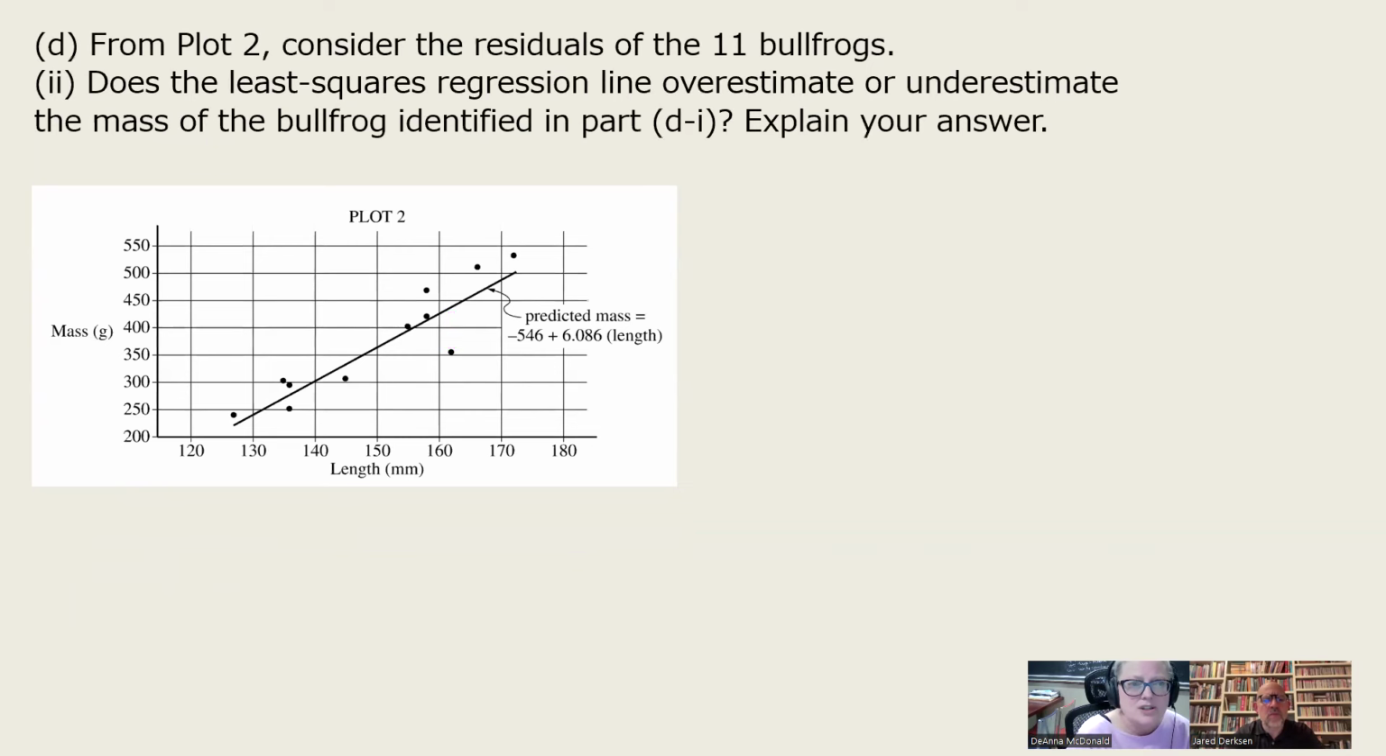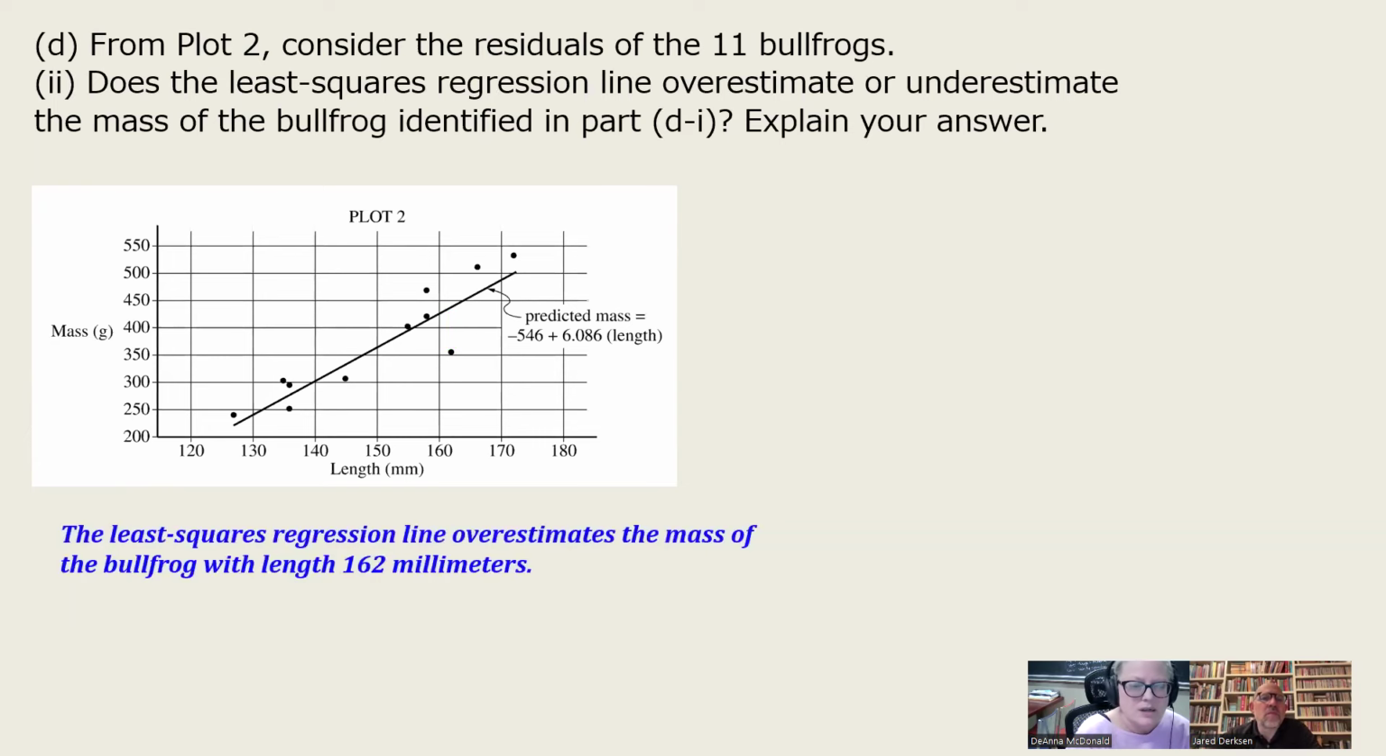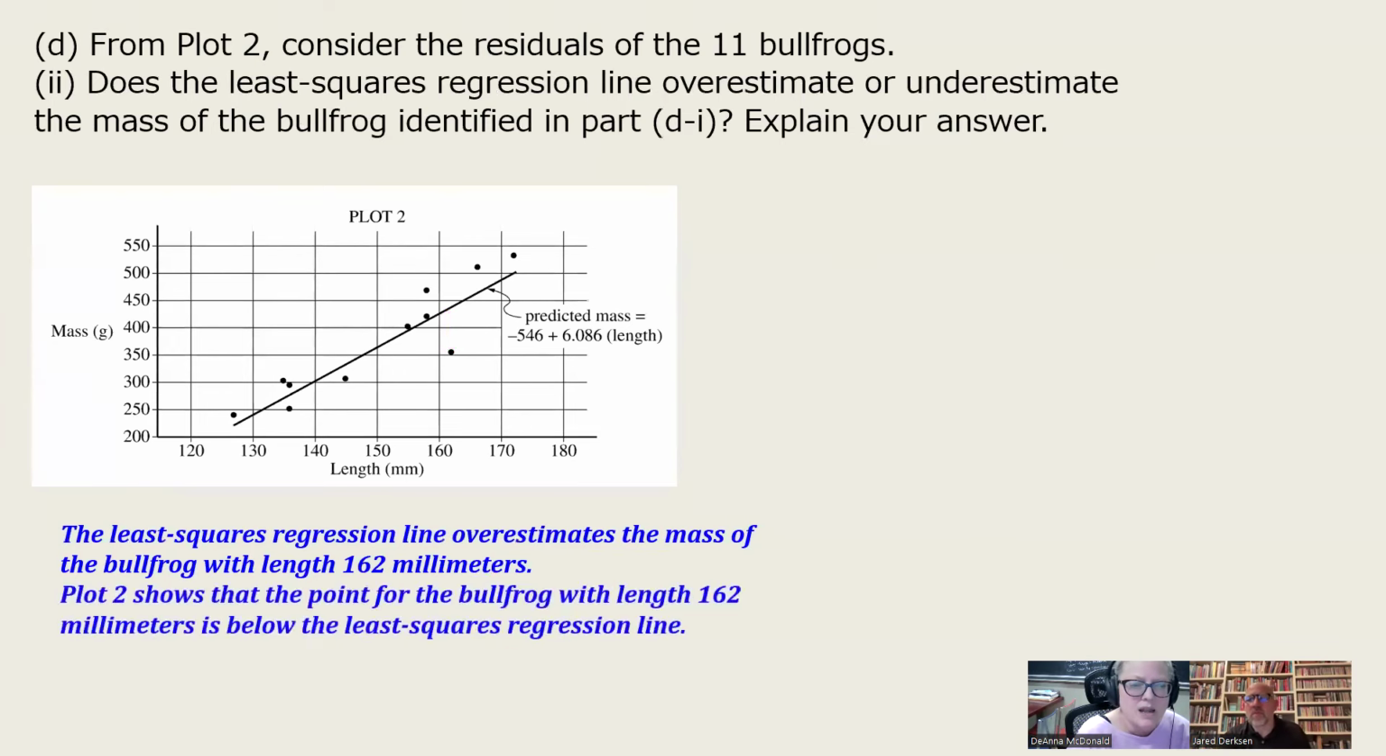Now I'm being asked to find out, does the least squared regression line over or underestimate the mass of the bullfrog that I just identified in the previous part? And I'm supposed to explain my answer. So the least squared regression line overestimates the mass of the bullfrog with that length of 162 millimeters. How do I know that? Because the point for the bullfrog with a length of 162 millimeters is below the least squared regression line. So being below means that it's an overestimate.